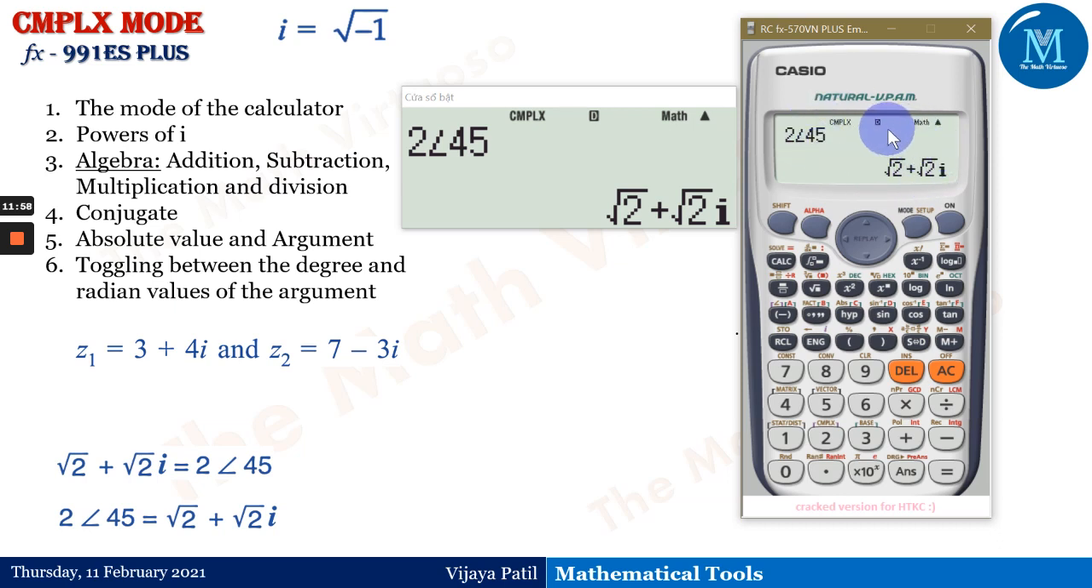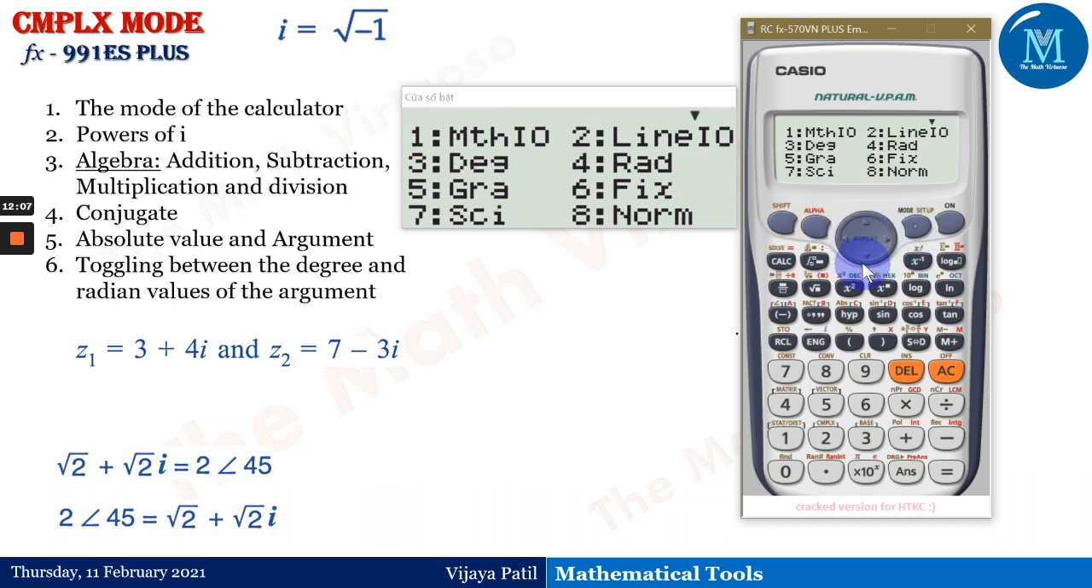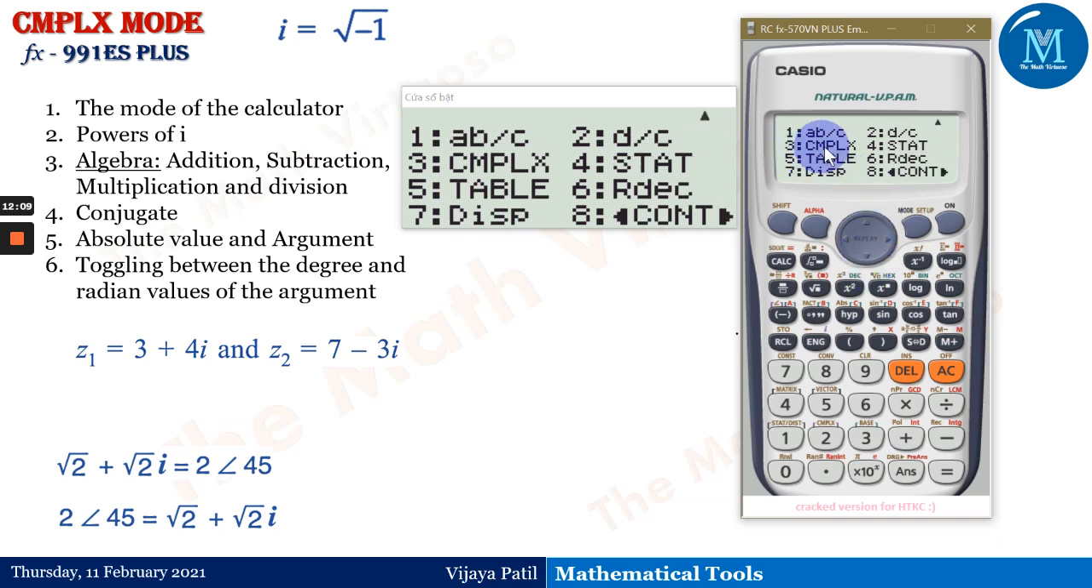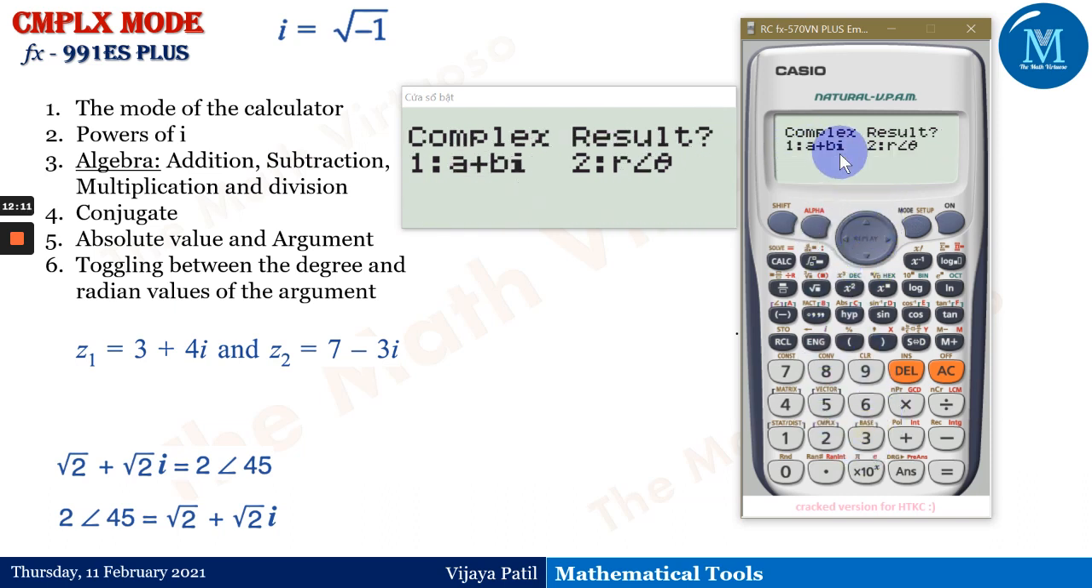So you can just go ahead and explore so many things about complex numbers. One more thing: shift mode, down arrow, and if you observe here, 3, complex result. If I want a complex number result, in the way I want it, whether in a plus bi form, or in the format r and theta, that means polar coordinates or polar form, or in Cartesian form, that can be done.